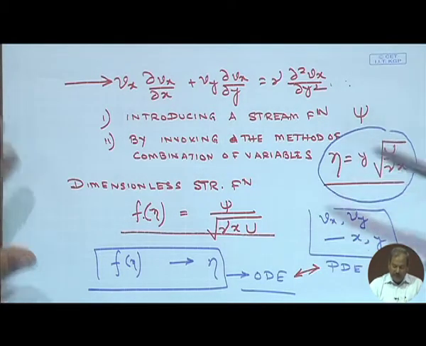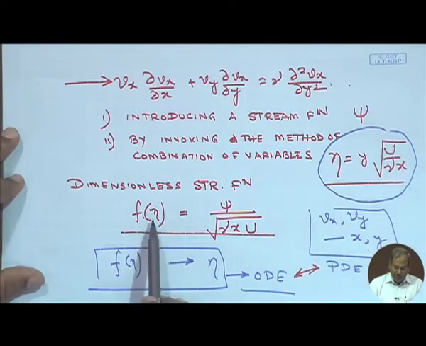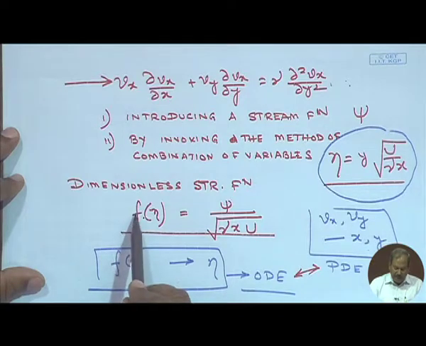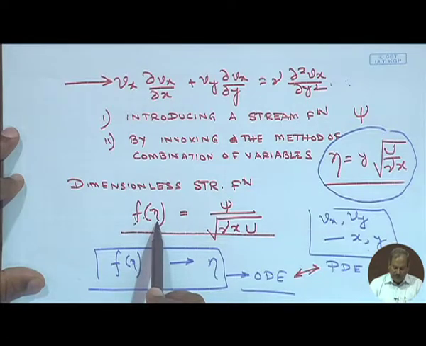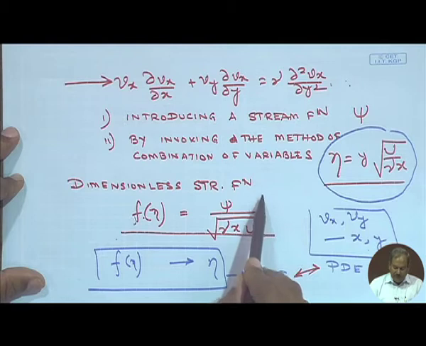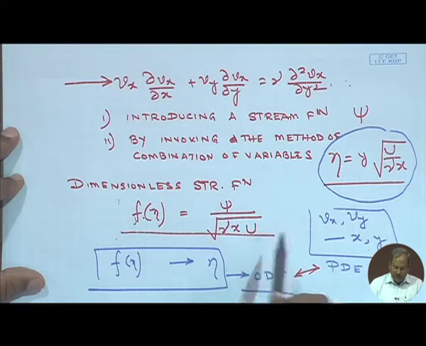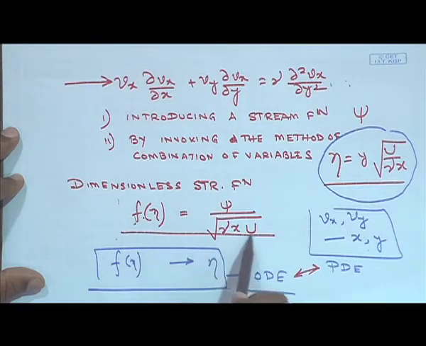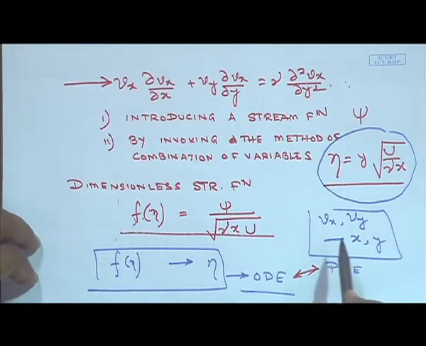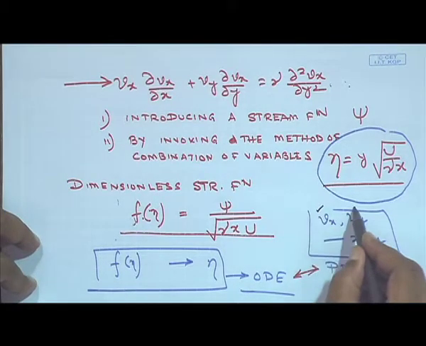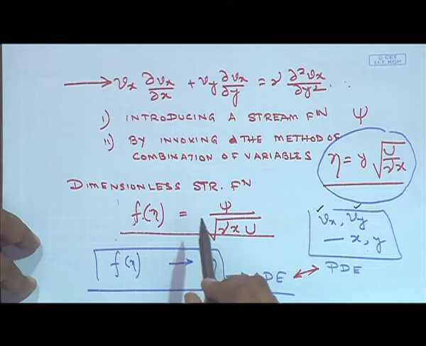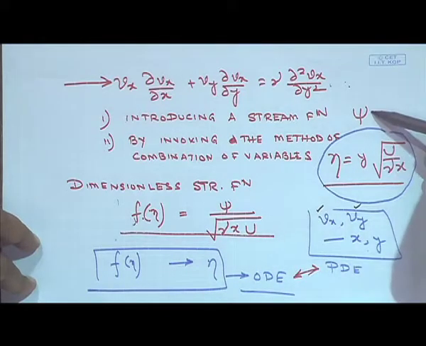And since we are expressing everything in dimensionless form, instead of a stream function, we are introducing a dimensionless stream function denoted by f, and we understand that this f is a function of eta, the dimensionless distance from the solid wall, and this is how the dimensionless stream function is expressed. So we do not deal with Vx, Vy anymore.